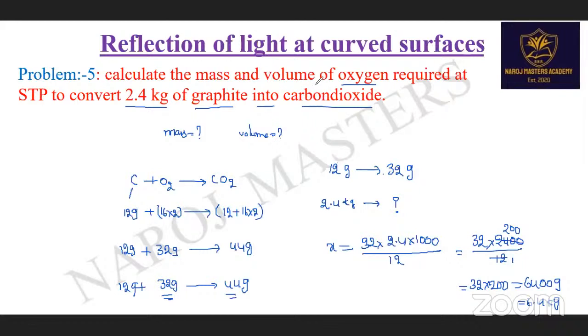And what is the next question here? Find the volume also. Volume means 1 mole is equal to 22.4 liters. 1 mole of oxygen means 32 grams of oxygen here. So 32 grams of oxygen is equal to 22.4 liters. Then we have here 6.4 kg of oxygen. So 6.4 kg is equal to how much?